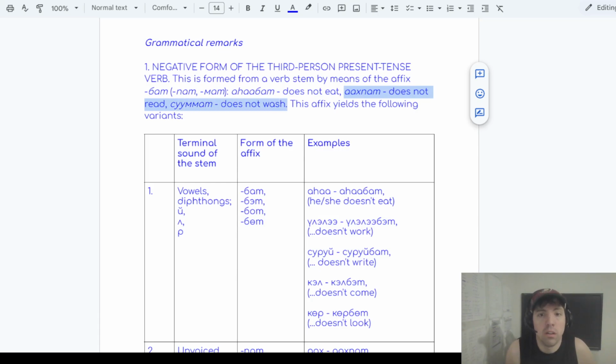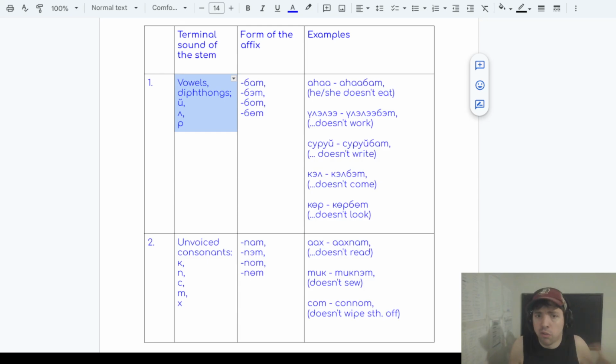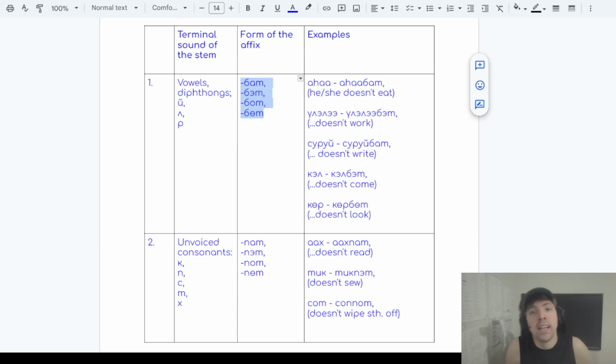Somat doesn't wash. The affix, aka the thing you're attaching, yields the following variants. We want to look at the end of the verb stem. If it ends in y, vowels, diphthongs, or y, la, or the, then we're going to add bat, bet, bot, but. How do we know which of those four to add? It is by the vowel. If the verb stem has a in it, you will add bat. If it has e in it, you will add bet. That's pretty much it. Vowel harmony.